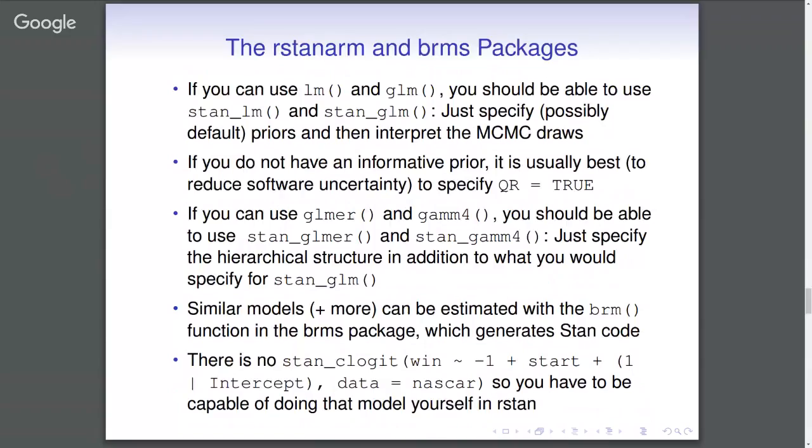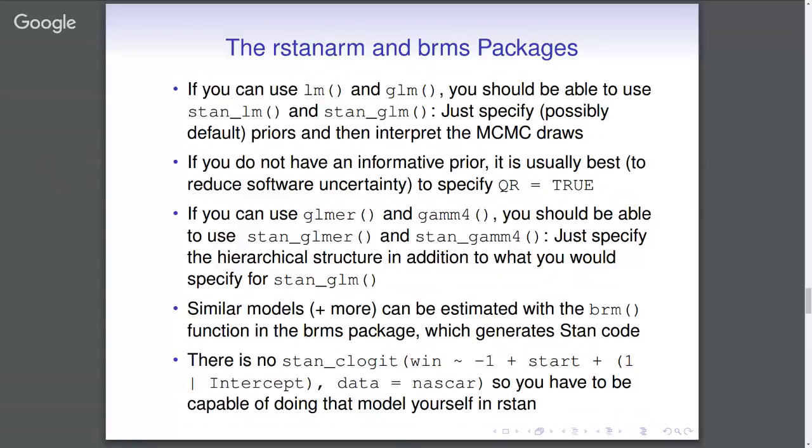So the Bayesian approach to hierarchical models is really way better. It just came along a few years after the frequentist approach, more than a few years. So RStanArm and BRMS are both more than capable of estimating hierarchical models. Moreover, if you have minimal familiarity with R, such that you can use LM or GLM, you ought to be able to use stan_lm, stan_glm. All you have to do is specify the priors, although the defaults work pretty well. And then you have to interpret the results in a Bayesian fashion, which is a lot easier than trying to interpret the results from GLM in a frequentist fashion.